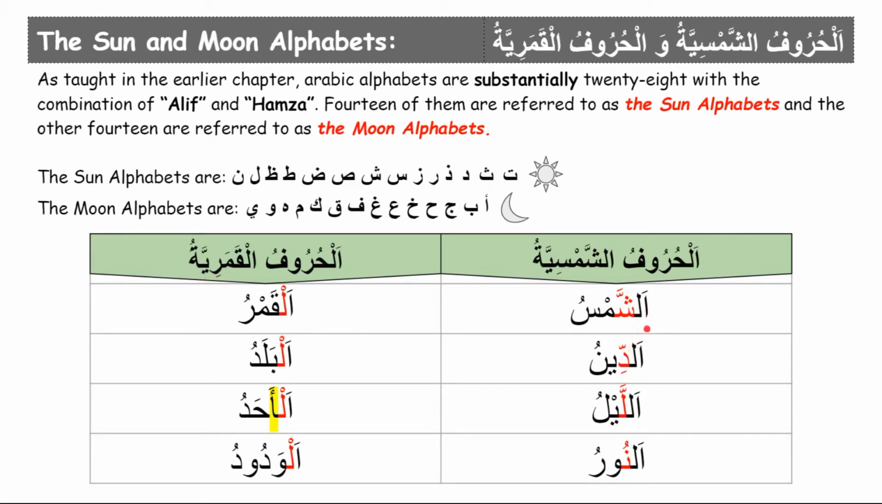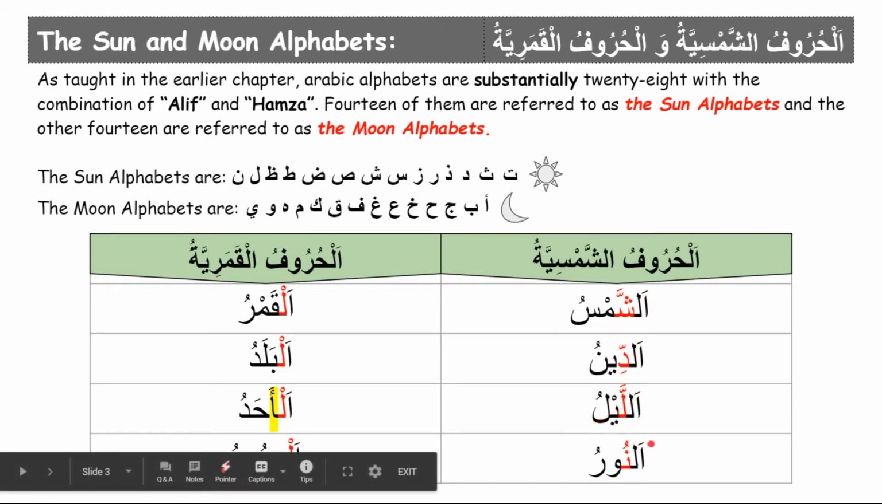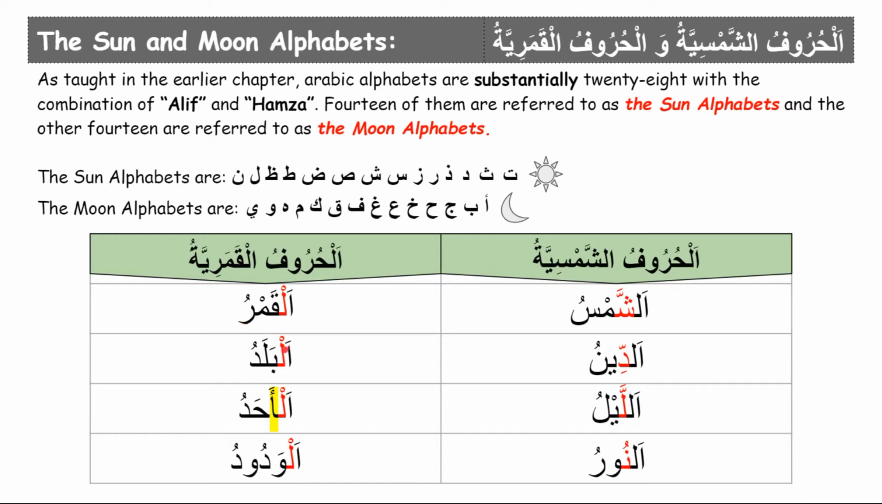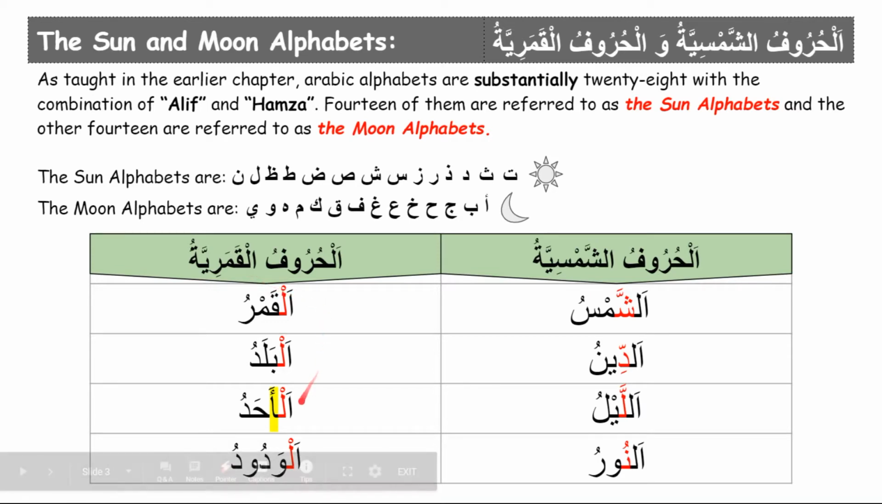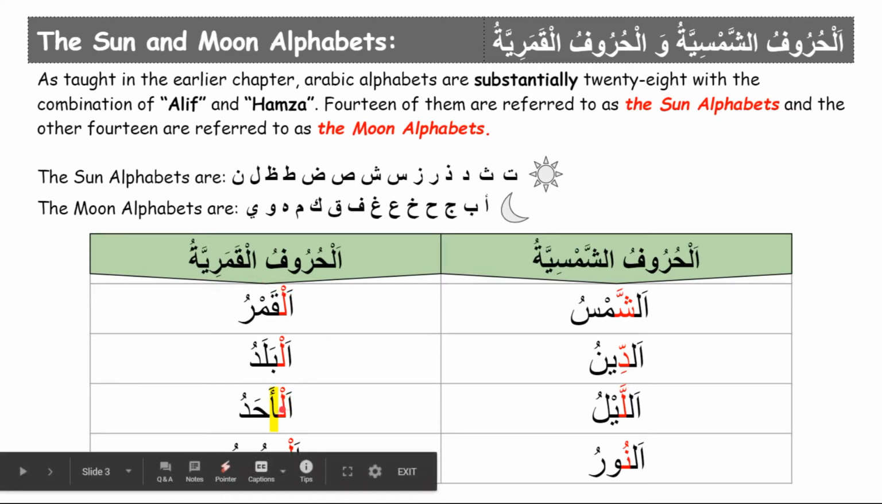And so this will be ash-shamsu, ad-dinu, al-laylu, an-nur. Pardon me, there is an omission of shadda here. So there must be shadda before we call it ash-shamsiyya. Here we have al-qamaru, al-balad, al-ahad. Before hamza and alif can be used to form a Qamariya harf, they must be used together. So I highlighted it because of that. So we have al-ahad.